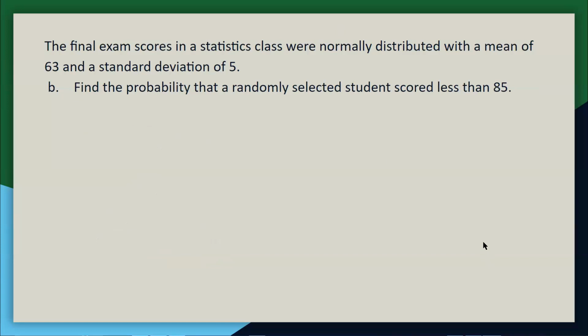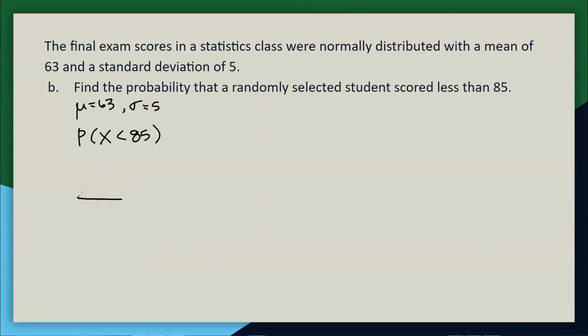So this one is the probability that a randomly selected student scored less than 85. So we'll start the same way. Our mean is still 63. Our standard deviation is still 5. And we're interested in the probability that a random student X scored less than 85.